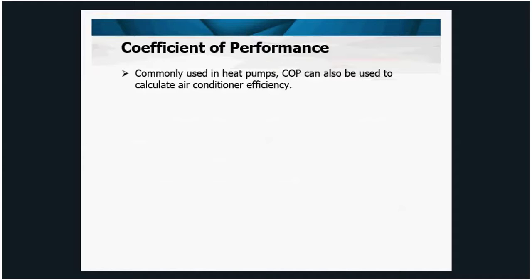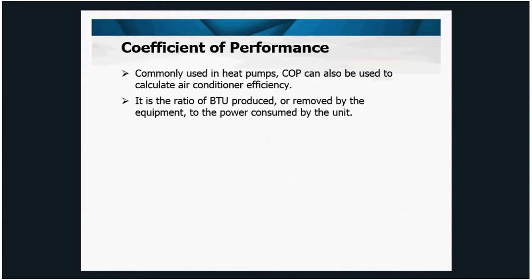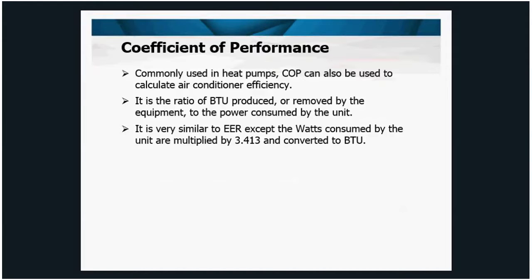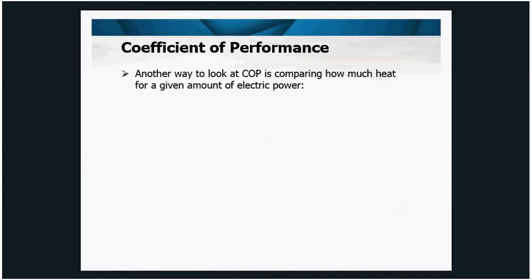Another term, and this one's used mostly in heat pumps, is called coefficient of performance. It is the ratio of BTUs in heat produced by the amount of power consumed. It's very similar to EER, except the watts consumed are multiplied by the heat content of the watts converted to BTUs. So really what COP is, and the easiest way to understand it, it's how much heat you're getting for the amount of power you're using.